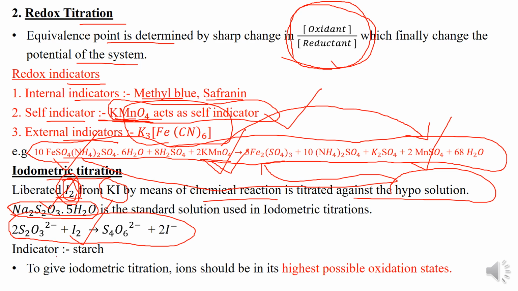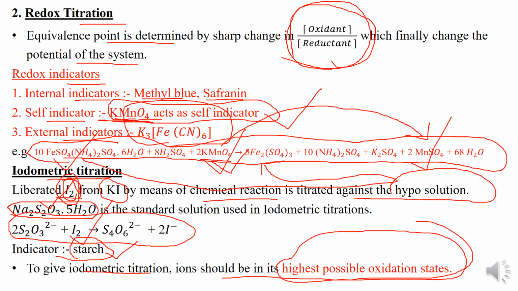The indicator used is starch, and the color of the starch will change due to the presence of I2 solution. The color of the starch will be blue if there is presence of I2. And to give iodometric titration, ions should be in the highest possible oxidation state. It is a very important point. We will discuss this concept when tackling numerical problems, while we solve the multiple choice questions.